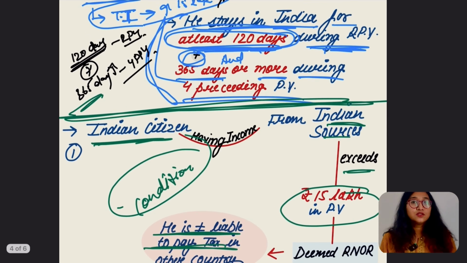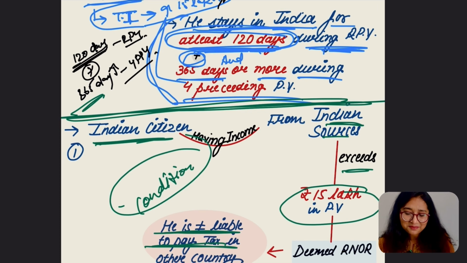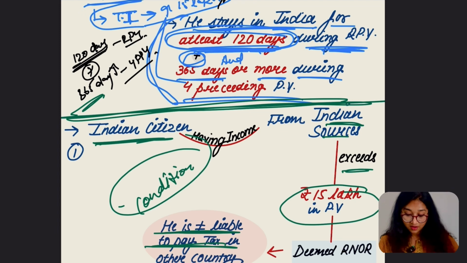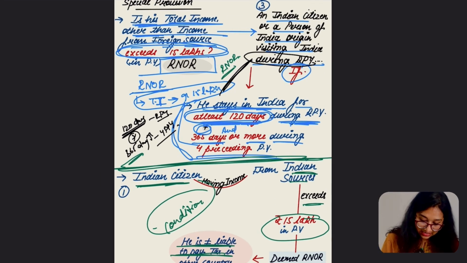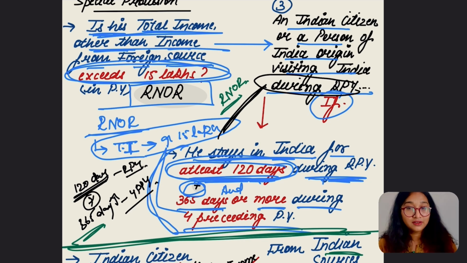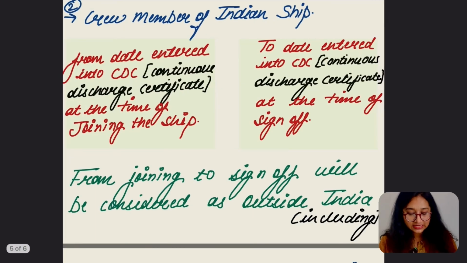So if the person is not paying tax in that foreign country, this condition is going to be applied in that case only. But what if the person already paid tax in another country? In that case, this condition is not going to apply. Simple. If the Indian citizen has income from Indian sources which exceeds 15 lakh, in that case he would be RNOR, but for that he has to fulfill which condition? 120 days, 365, 4 PPY. Is it clear? Hope this part was clear.